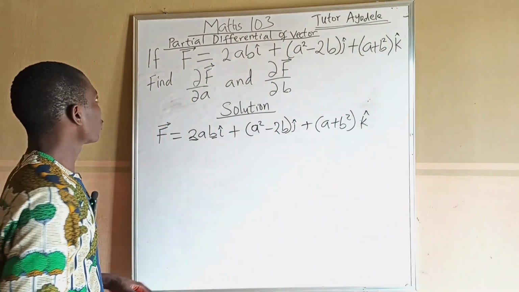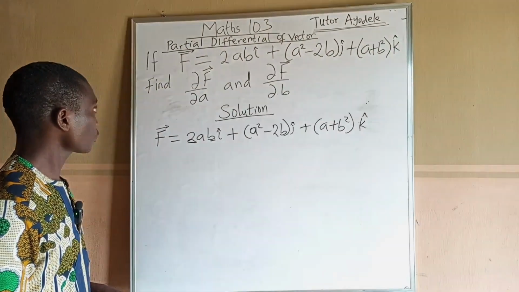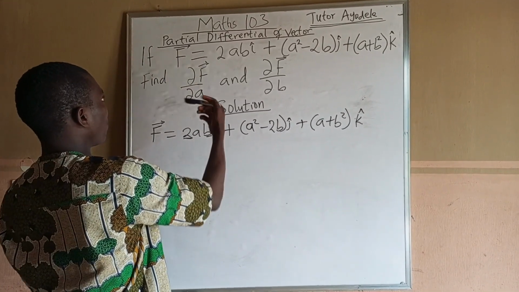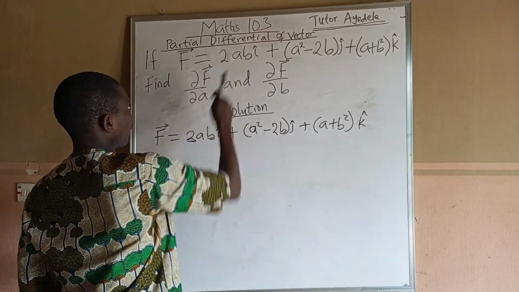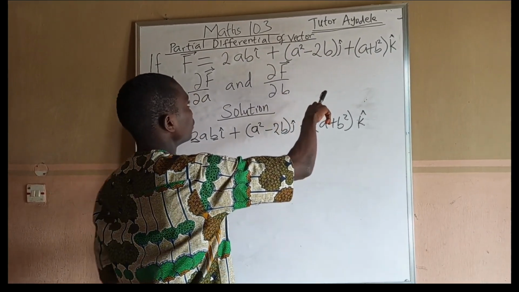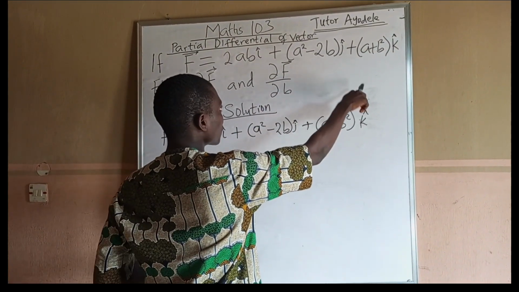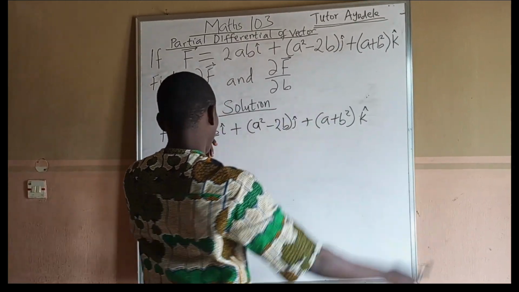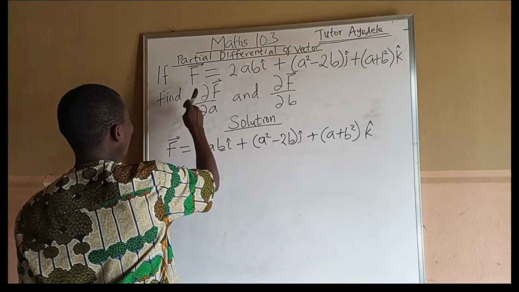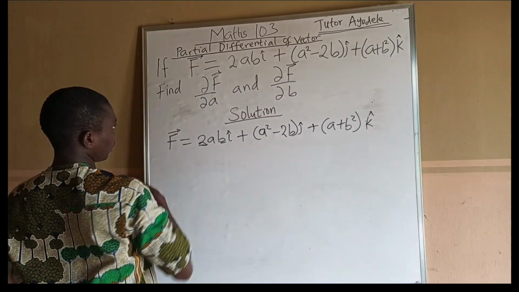In this class, let's dive into partial differentiation of vectors. Now we're told that vector f is given as 2ab i, plus (a² − 2b) j, plus (a + 2b)² k. Now we have to find the derivative; this symbol simply means partial.